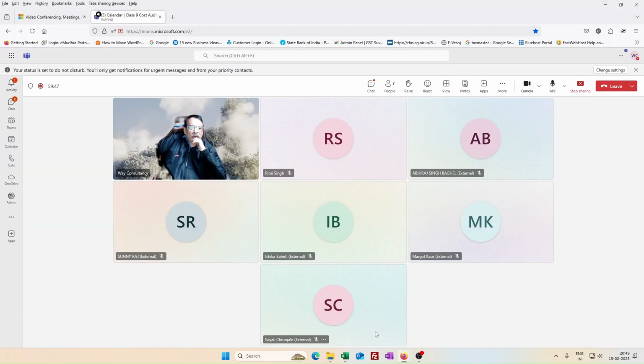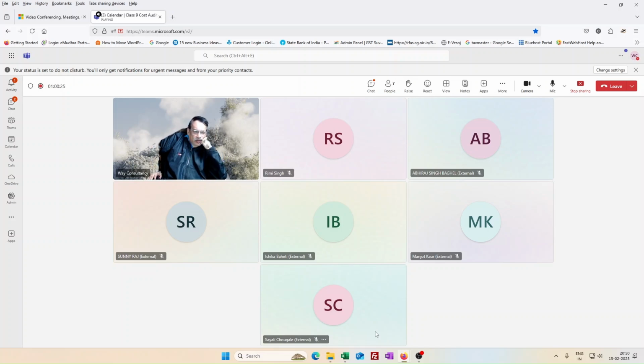Abhiraj? What is the meaning of value addition? Is there anybody who can tell the meaning of value addition in finance? Nobody can tell. You are intermediate cost accountant, you are a professional student, you don't know what is value addition.